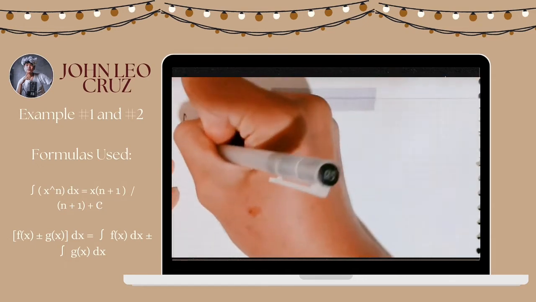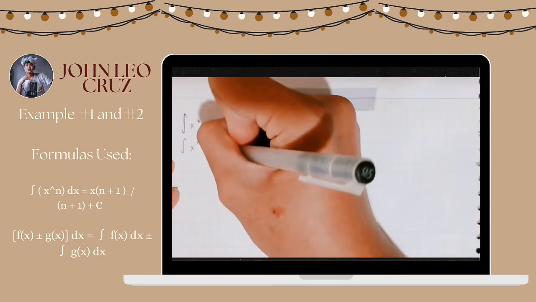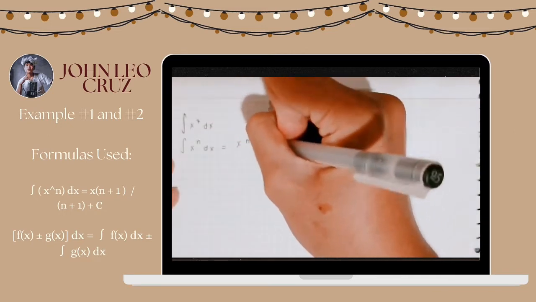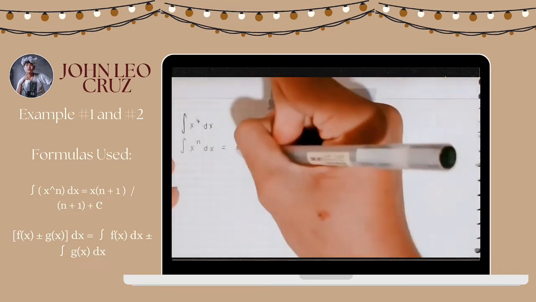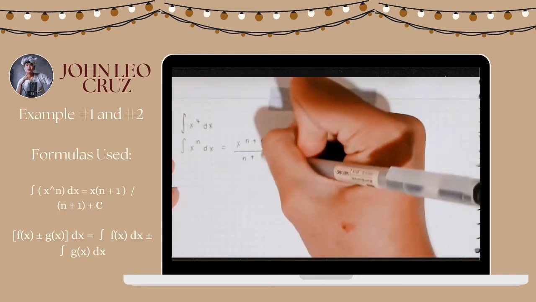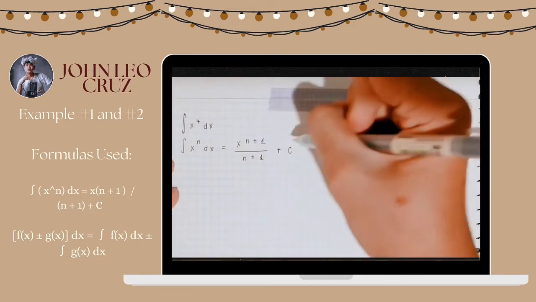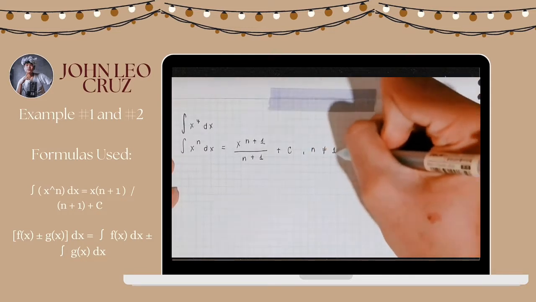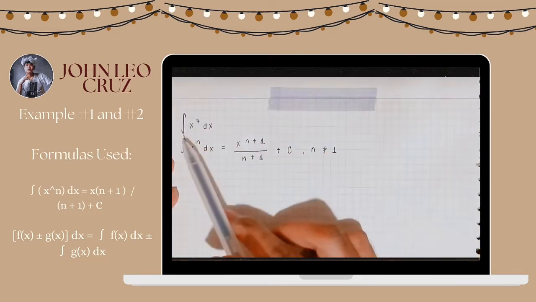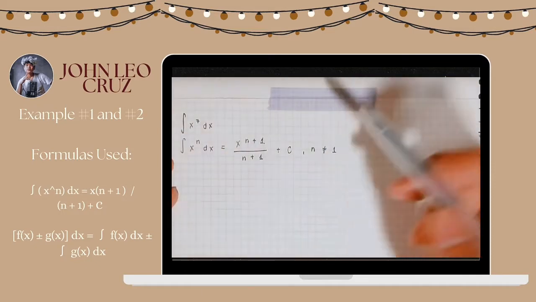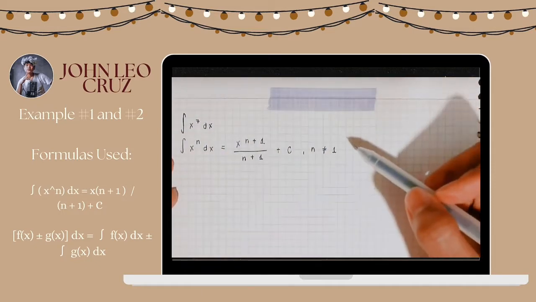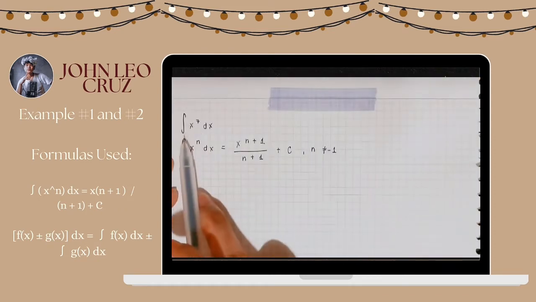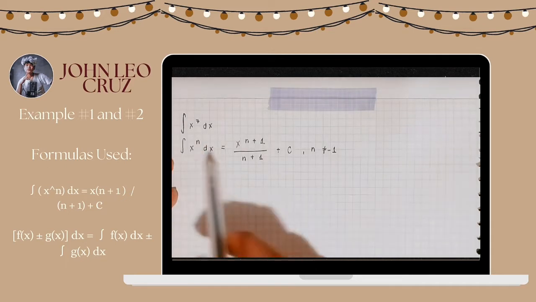the integral of x raised to n dx is equal to x raised to n plus 1 over n plus 1 plus c, where n should not be equal to negative 1. Since our n here is equal to 7 and it is not equal to negative 1, we can use this formula.